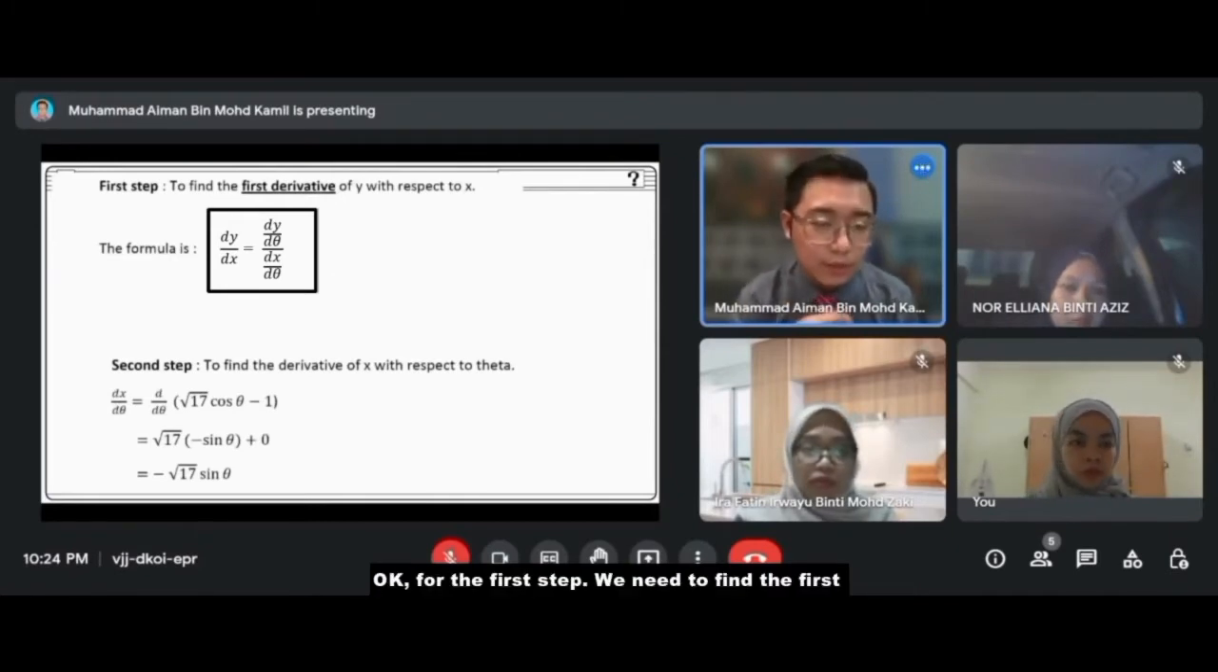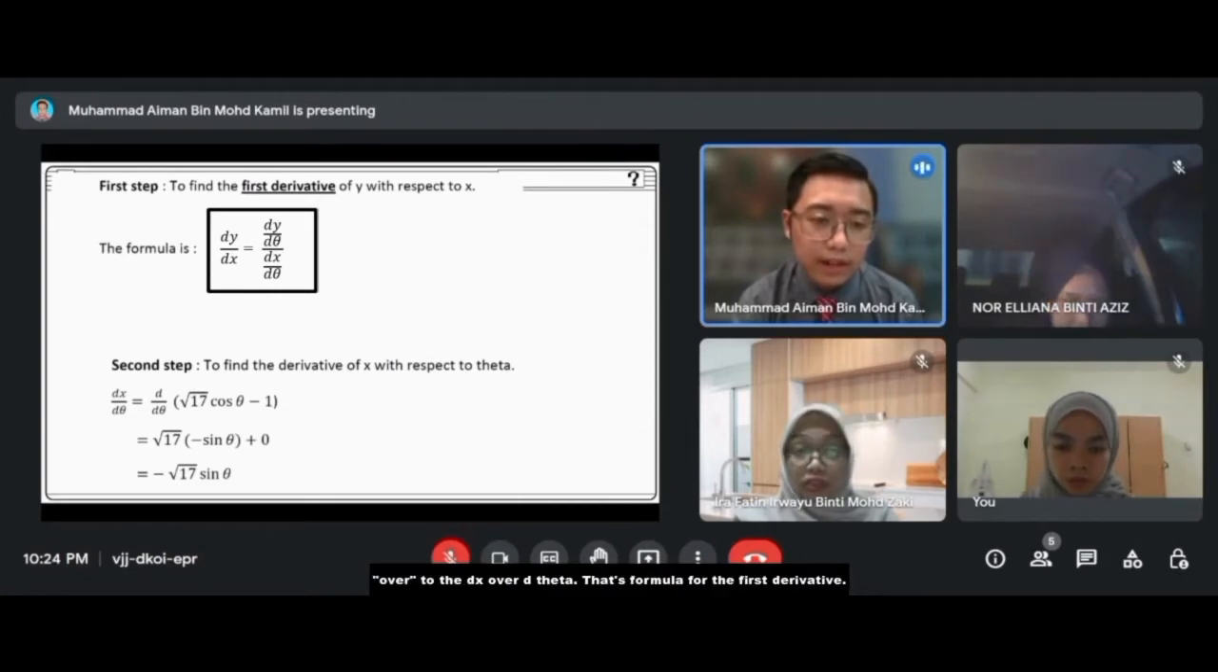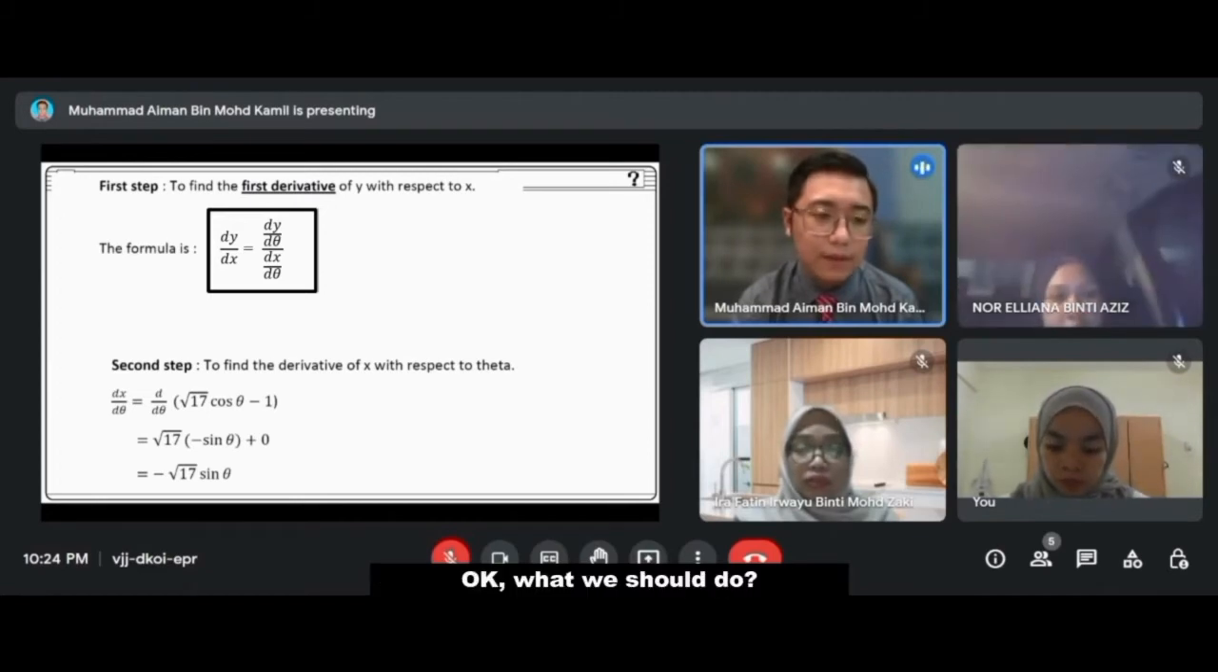For the first step, we need to find the first derivative of y with respect to x. The formula is dy over dx equals dy over d theta divided by dx over d theta. That's the formula for the first derivative.